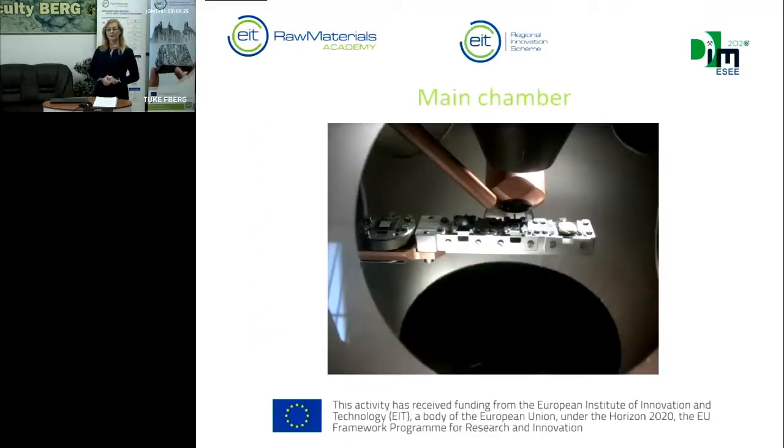In the main chamber we are able to put 3 samples for measurement, and the 4th sample is a sample of silver. This silver is permanently in the chamber because we use it for the calibration of the device.